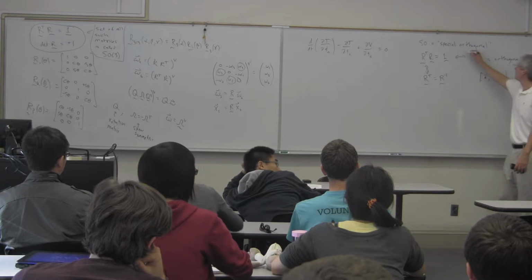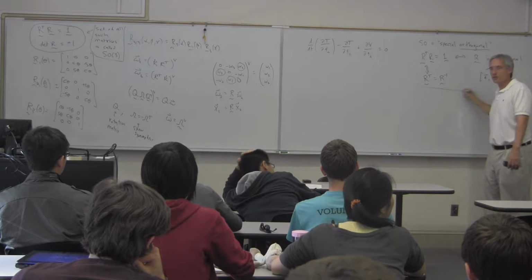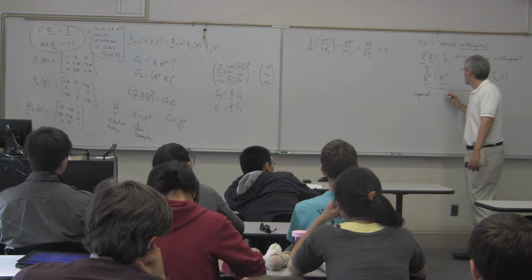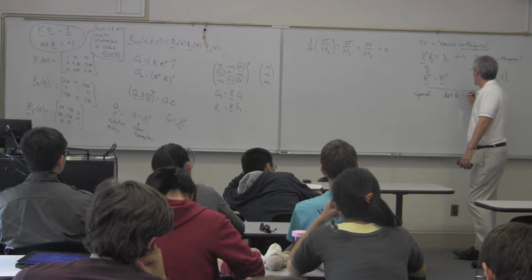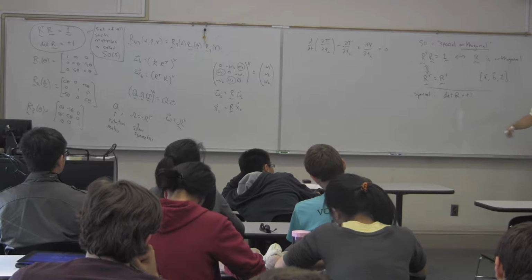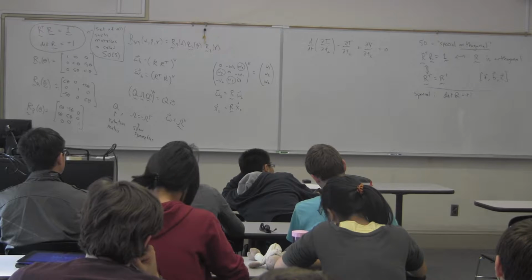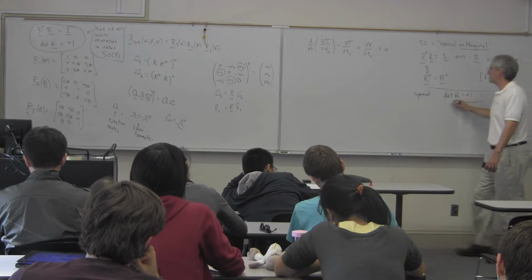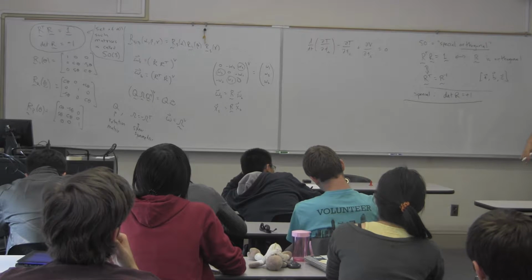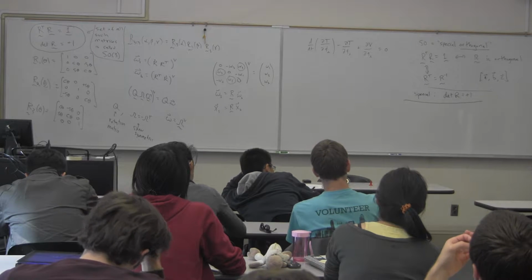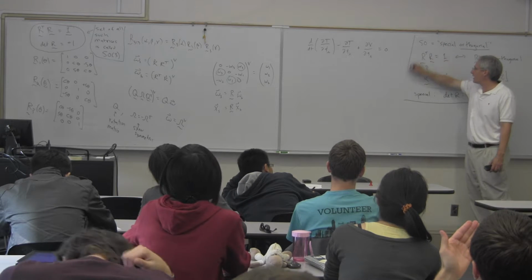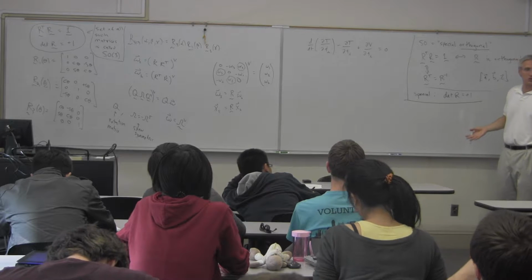So that's what orthogonal means, and special means that the determinant of R is equal to positive 1. So a matrix is called special if its determinant is equal to positive 1. Now these two conditions are independent of each other. You can have matrices that are special without being orthogonal, and you can have matrices that are orthogonal without being special. But only when both are satisfied do we have a rotation matrix.